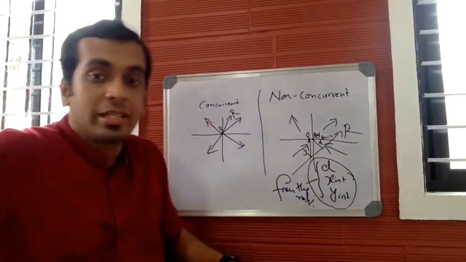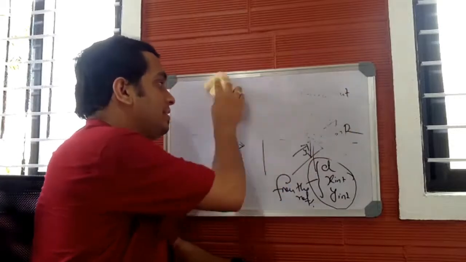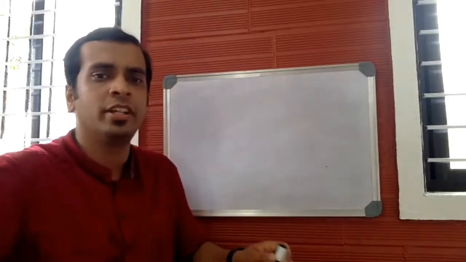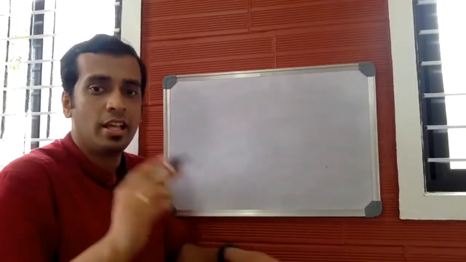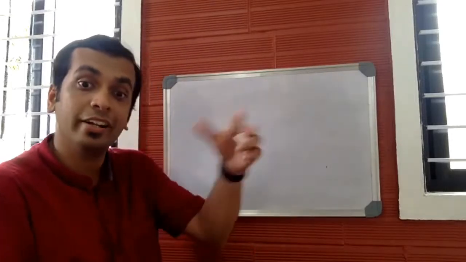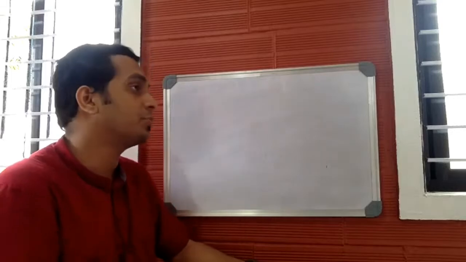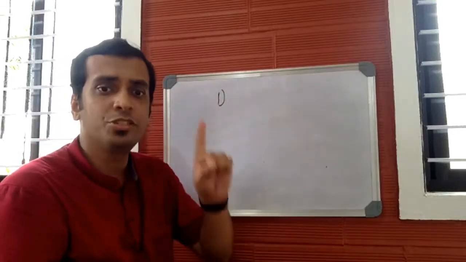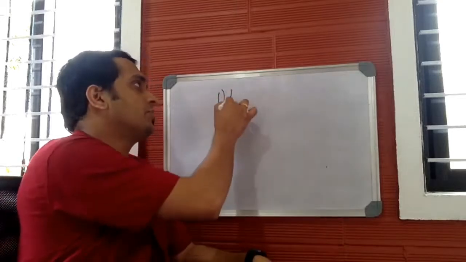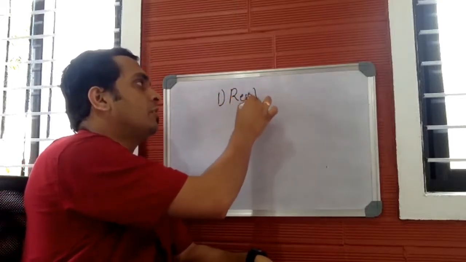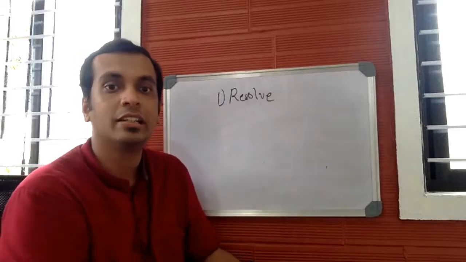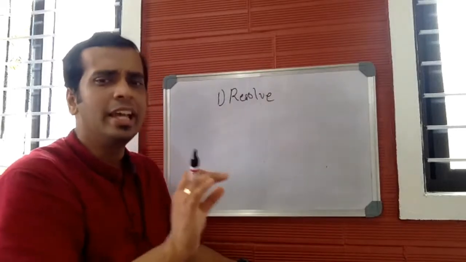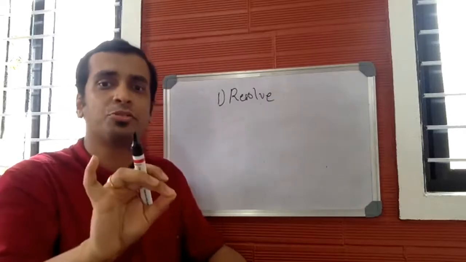Now, let us go through the steps to find and locate the resultant of a non-concurrent force system. You have 5 steps in total. Step number one is to resolve all the inclined forces. If you have any inclined force in the given system, you're supposed to resolve it.